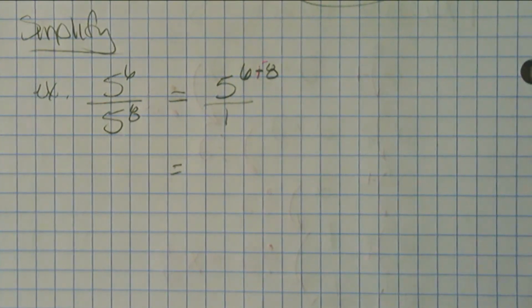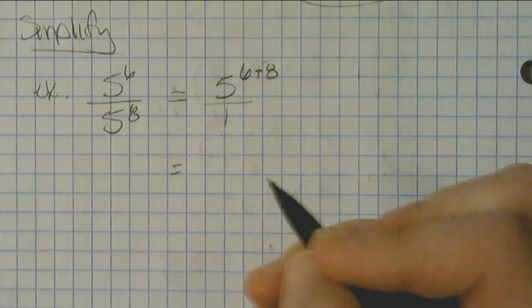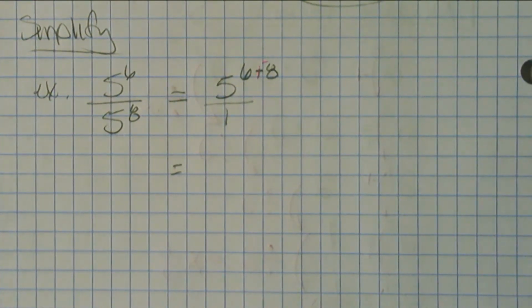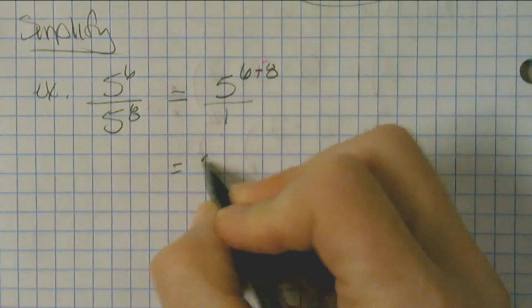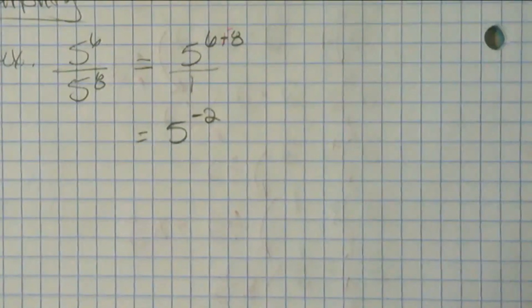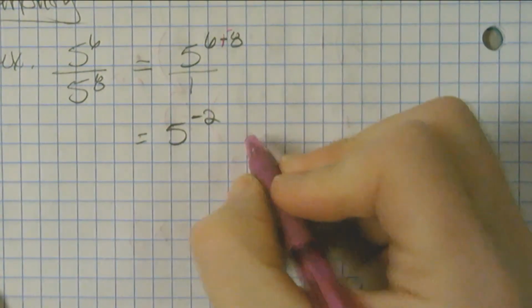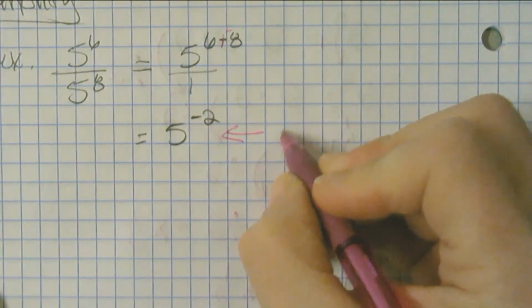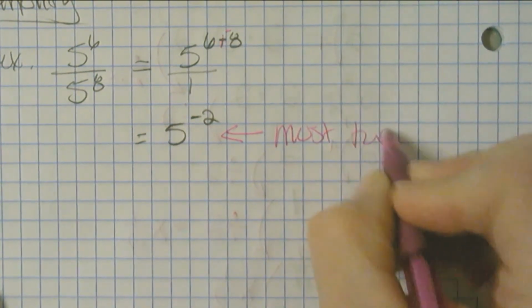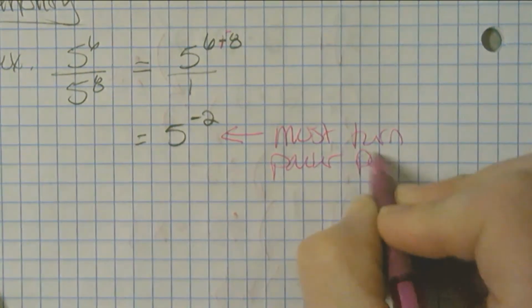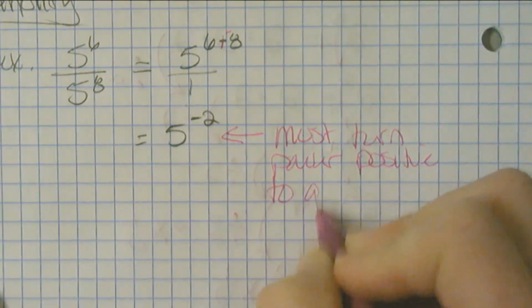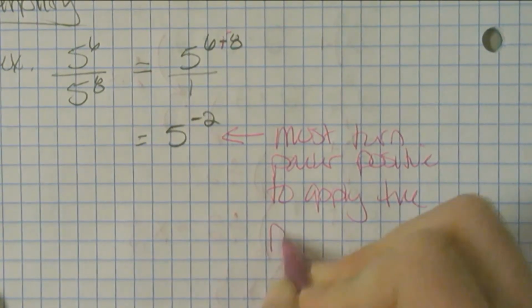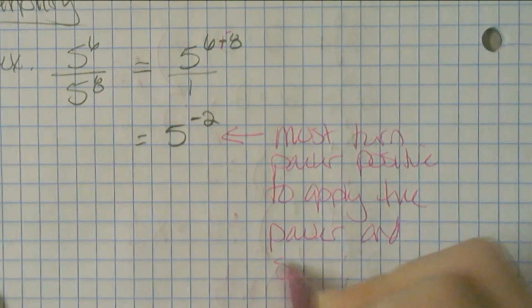What is 6 plus a negative 8? Come on, you guys. What is 6 plus a negative 8? Dominic? 6, a positive 6 plus a negative 8. Angela? Negative 2. So this is 5 to the negative 2nd power. All right? I'm going to put a little note here. Must turn power positive to apply the power and simplify.